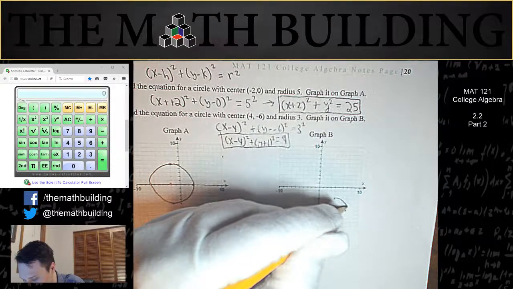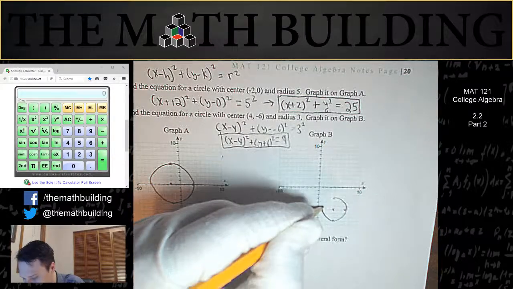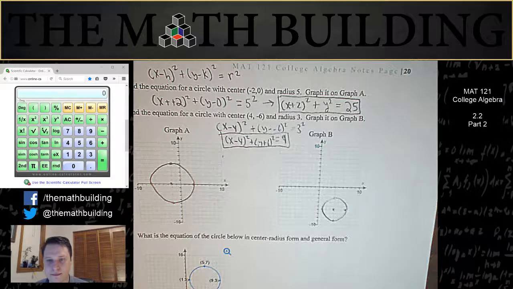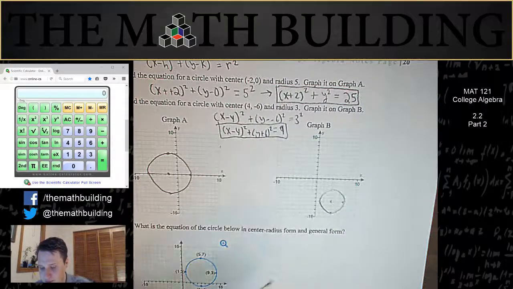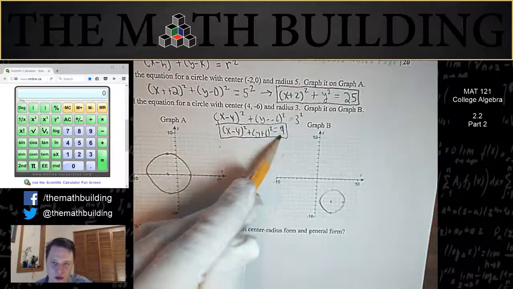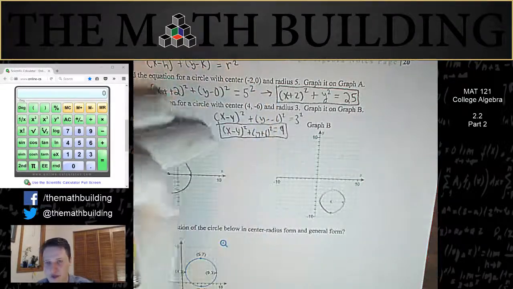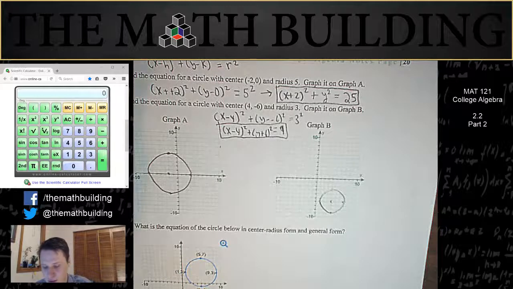And then you just connect all the dots. Kind of looks like a little eyeball. And so there you go. There's the graph of the circle. This circle is the solutions to this equation. And if it's not on the circle, then that means it's not a solution to that equation.